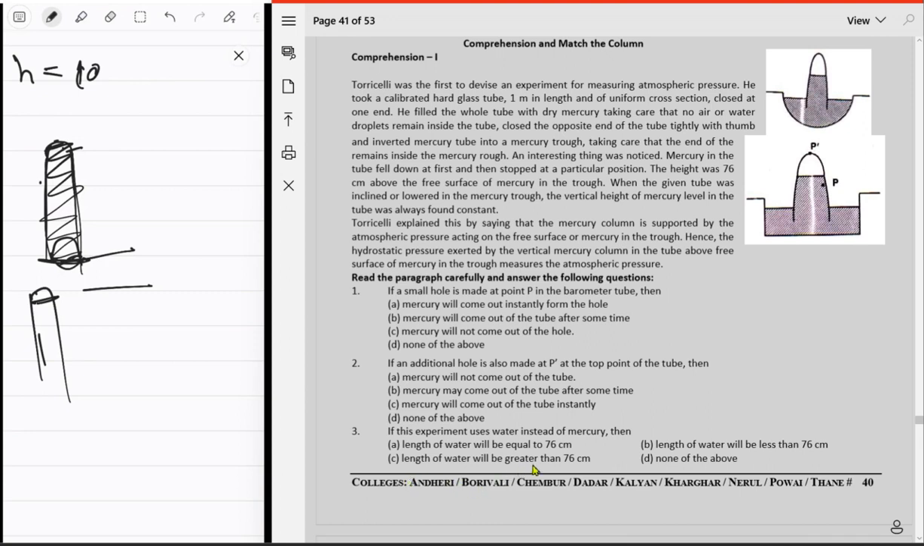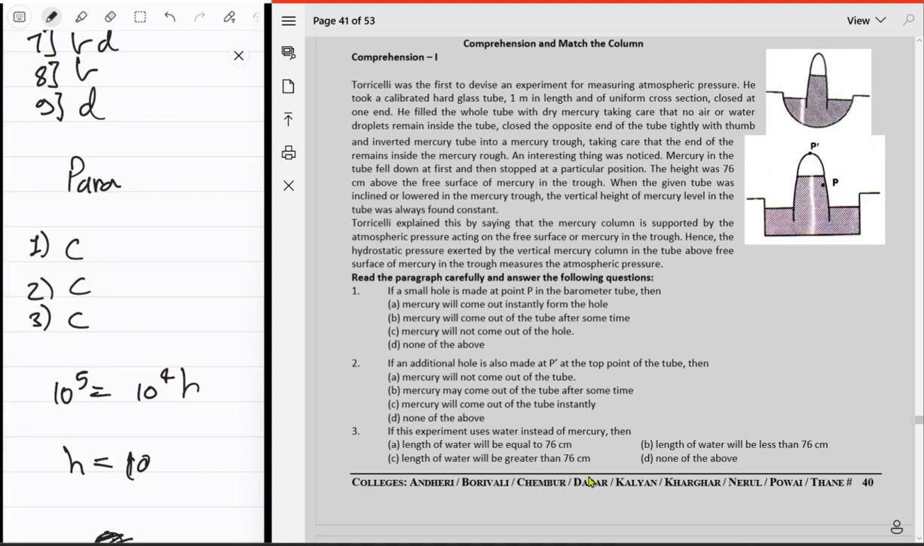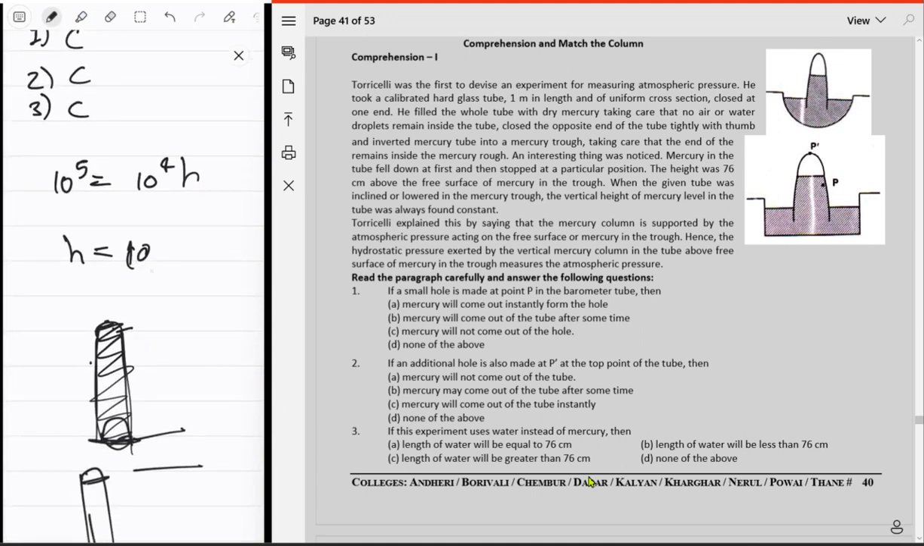So length of water will be greater than 76 meters. I get that. C is correct. But this is a ridiculous height. So for everyday objects, this should basically give us that, yeah, your water won't come out. But that feels unnatural. I'll see what happens.